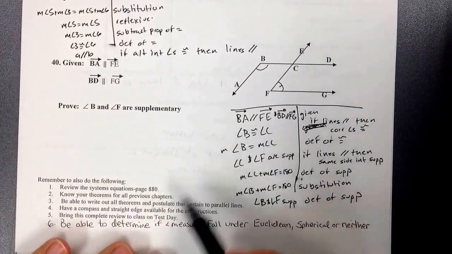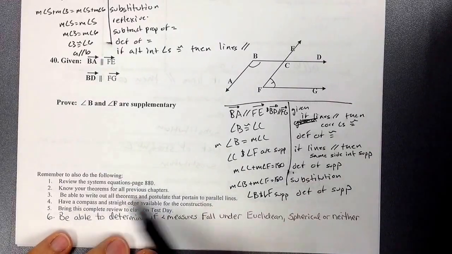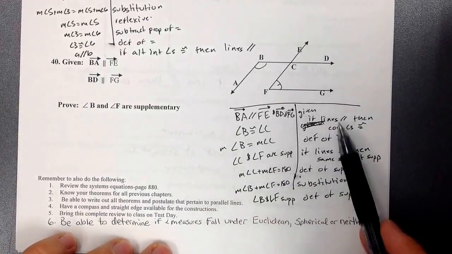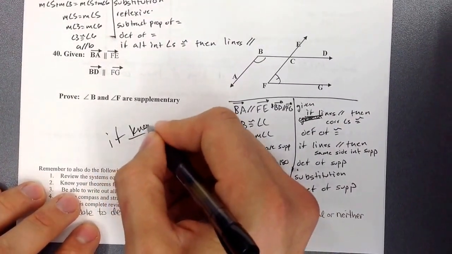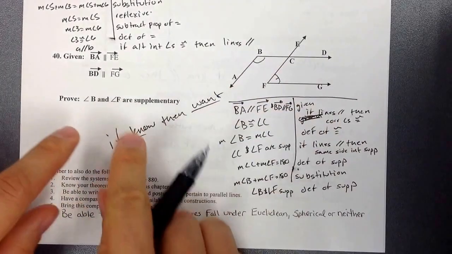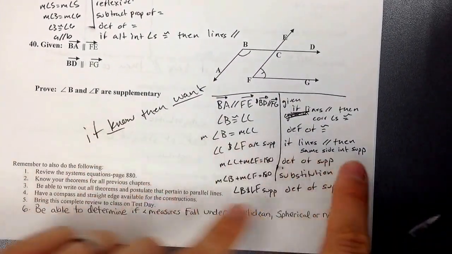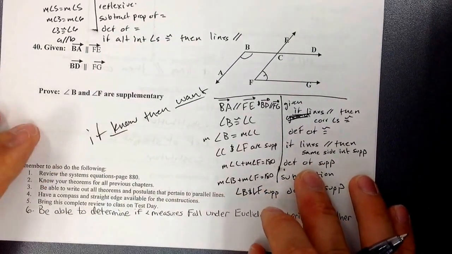Make sure that you take a look over all this stuff. You're going to need to know your theorems. Be able to write out the theorems and postulates in the if-then form for the parallel lines. Remember, if what you know, and then what you want. All right. Example, we want these two to be supplementary. So if the lines are parallel, then supplementary for same side interiors.